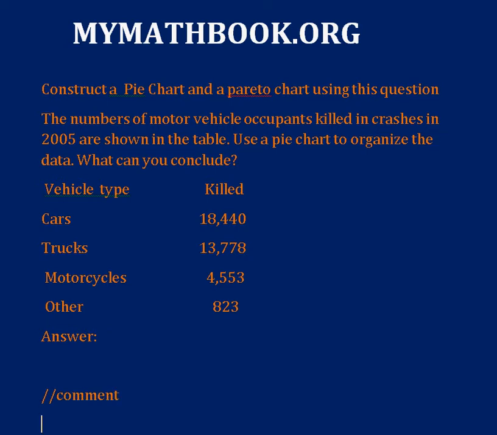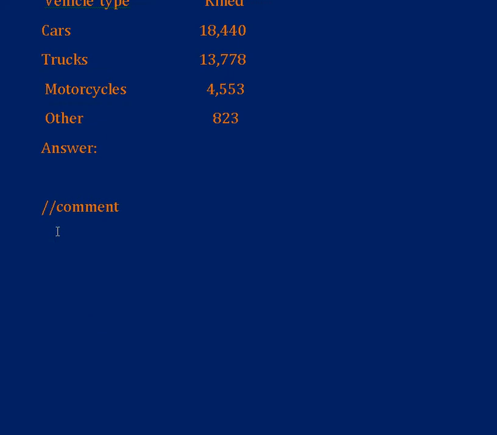I'll put a comment here and define what pie charts are and what bar charts are. Pie charts are circles that are divided into sectors, and each of these sectors represents a category. So I'm going to go ahead and write this one down. And each sector represents a category, right?